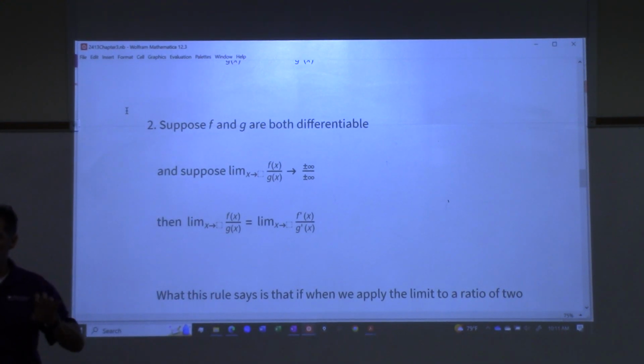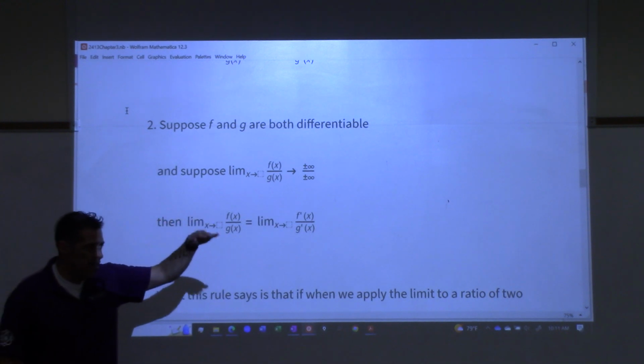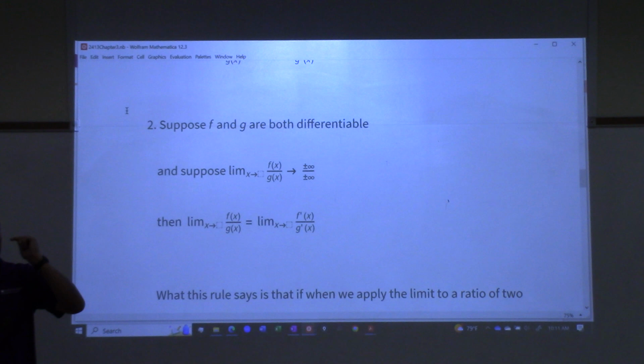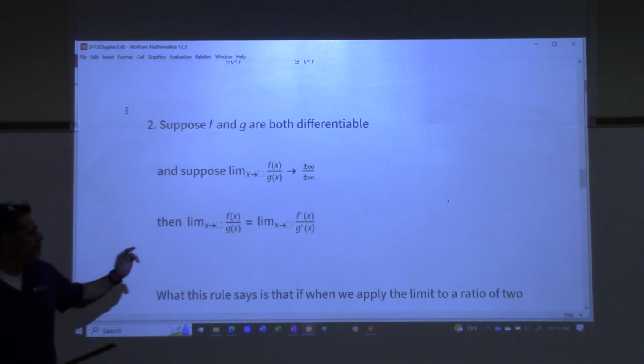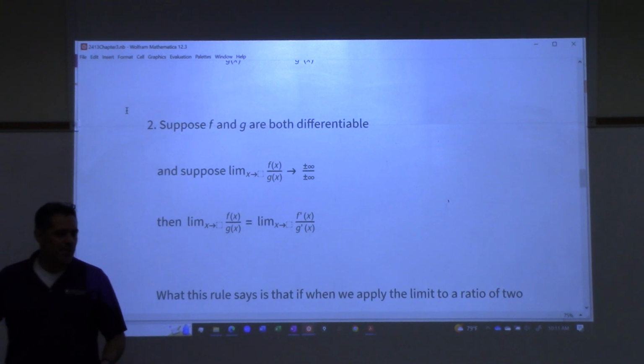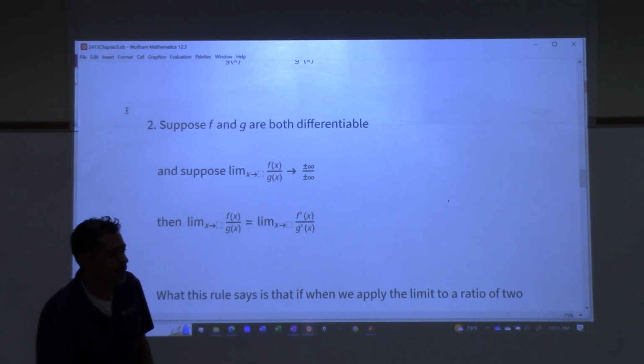If we got 0 over 0, we did L'Hopital. We had one where we had infinity over infinity, we used L'Hopital, right? Those are the only 2 times. There's no other limit that you can use it for. You have to have 0 over 0. You have to have infinity over infinity, or it can be plus or minus, doesn't matter. That's the only time L'Hopital can be used, all right?